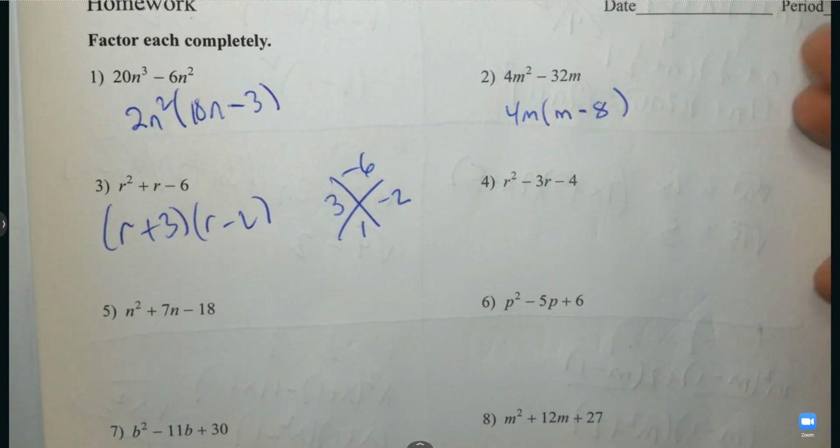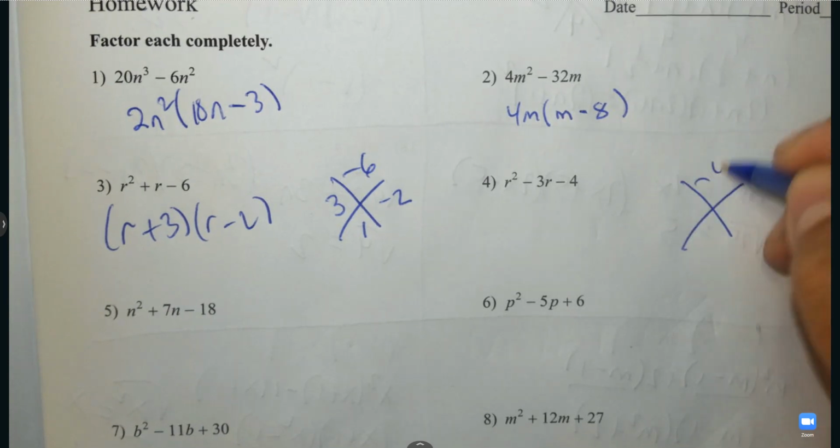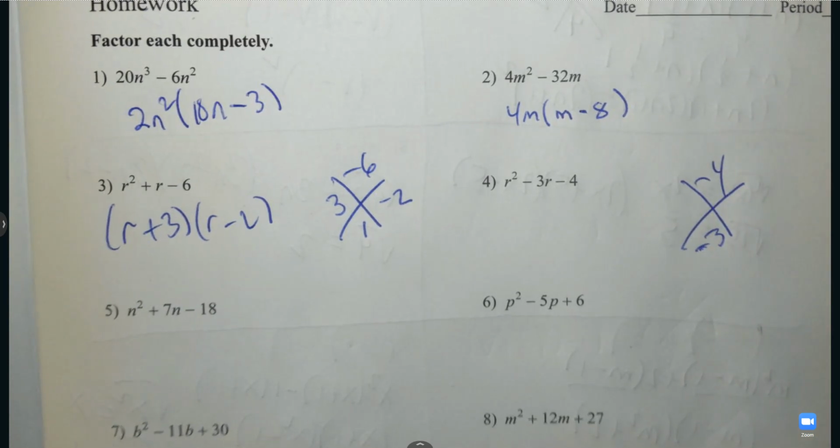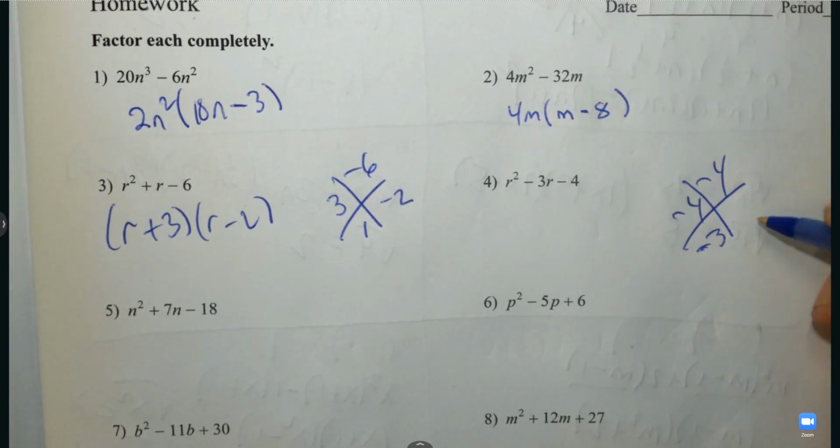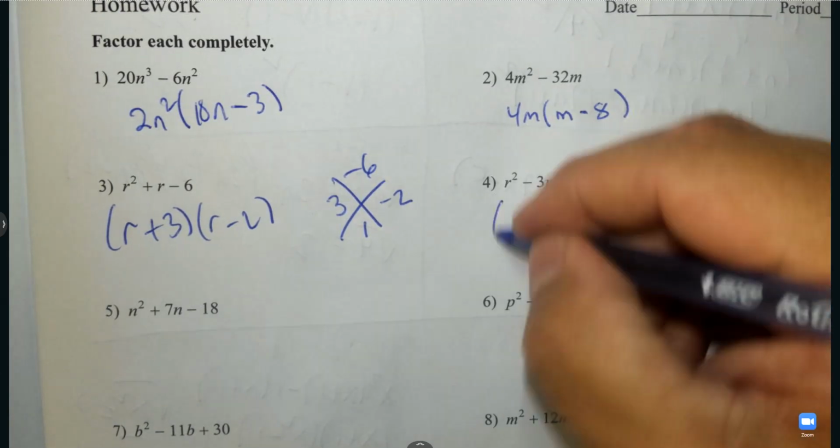Again, these are basic trinomials. So we have negative 4 and negative 3. Press pause and find the numbers. You should be able to do these without me. So those two numbers are negative 4 and positive 1, and it's over.